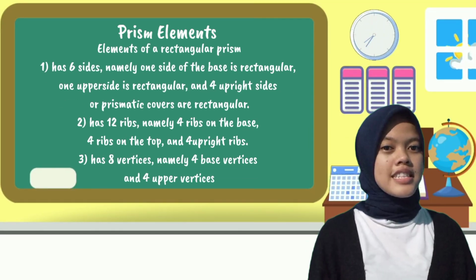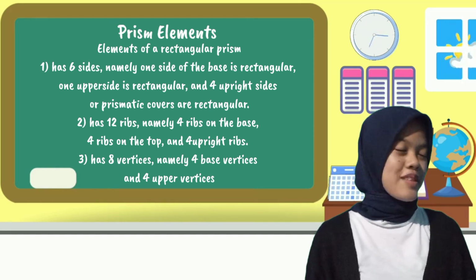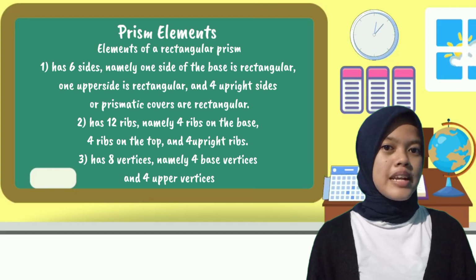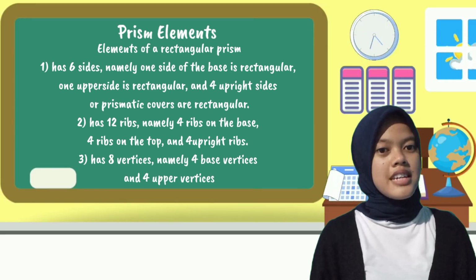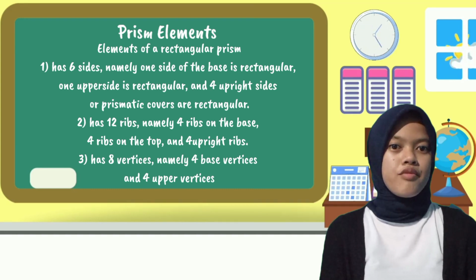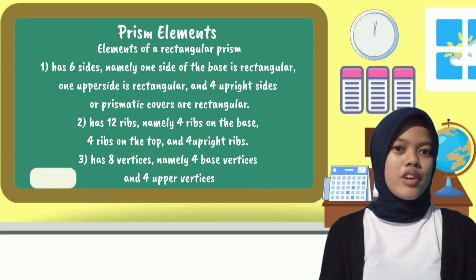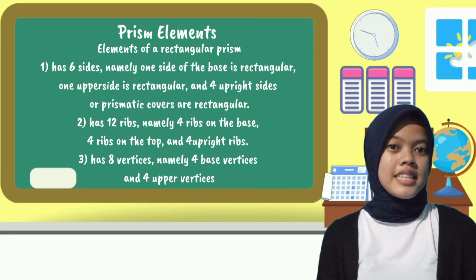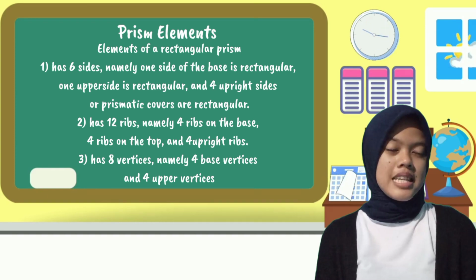2. Elements of a rectangular prism. 1. Has 6 sides, namely 1 rectangular base, 1 rectangular top, and 4 upright sides or prism covers that are rectangular. 2. Has 12 edges, namely 4 edges on the base, 4 edges on the top, and 4 upright edges. 3. Has 8 vertices, namely 4 base vertices and 4 upper vertices.